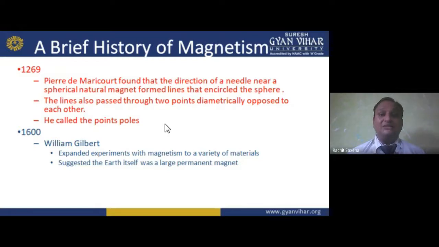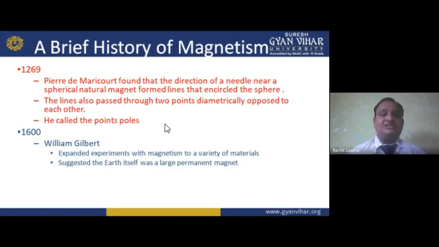Now if I'm talking about 1600, William Gilbert expanded experiments with magnetism to a variety of materials. Means they did so many experiments with magnetism on a variety of materials. Hope you understand this thing.